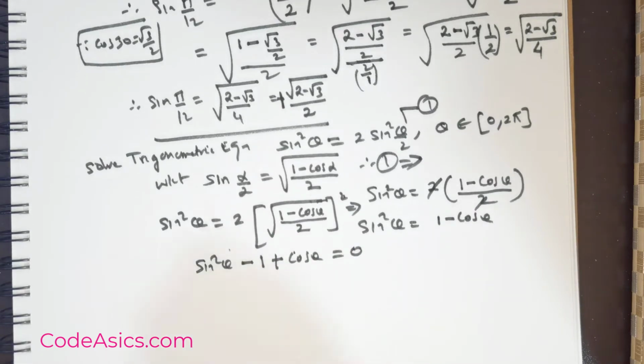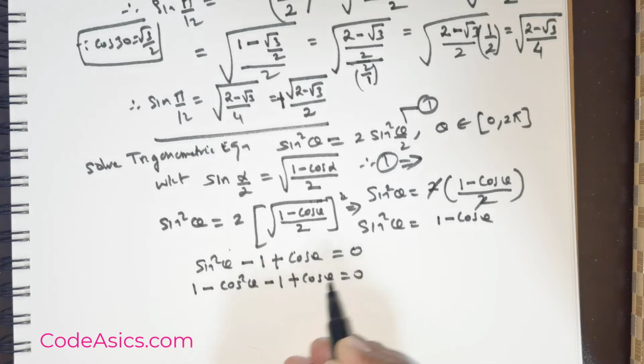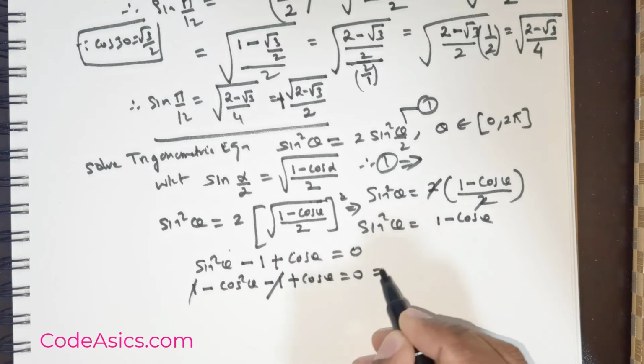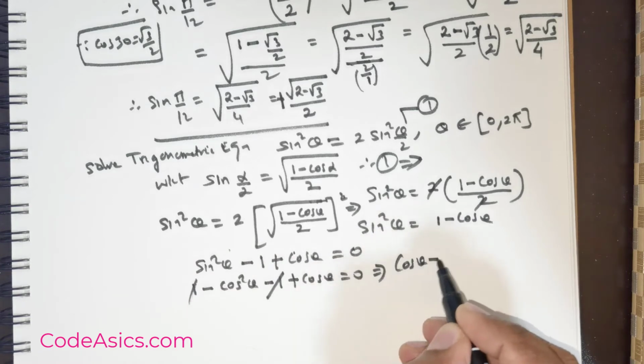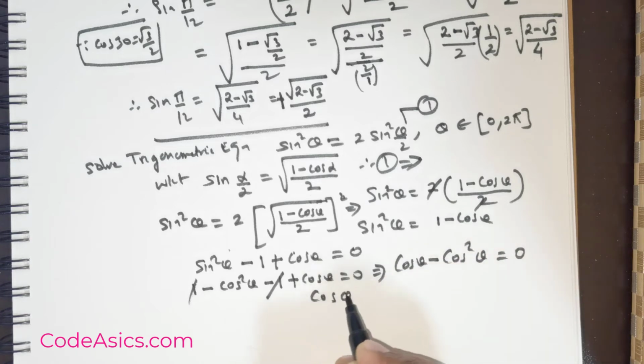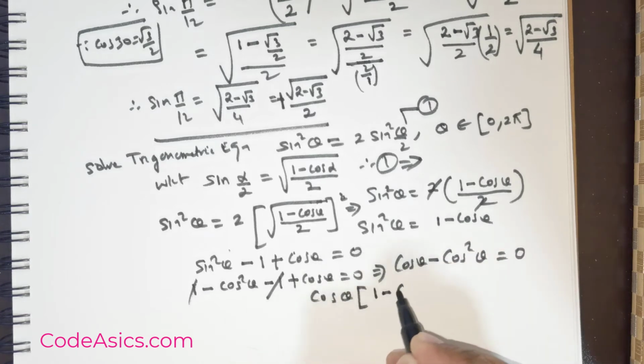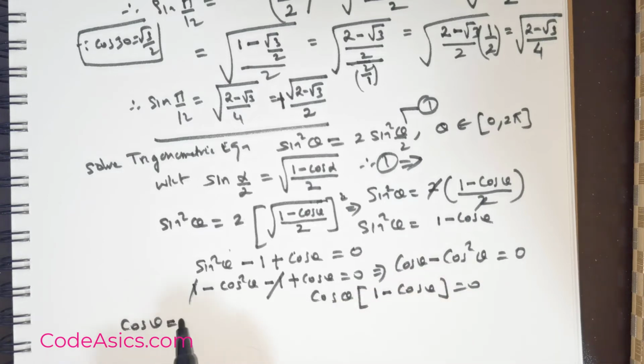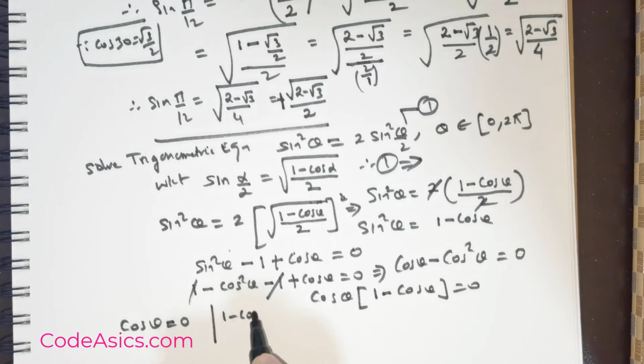Now if I write sine squared theta as 1 negative cos squared theta, then I've got 1 negative cos squared theta, negative 1 positive cos theta is equal to 0. Negative 1 positive 1 gets cancelled. So now I got cos theta negative cos squared theta is equal to 0. From here I can take cos theta out, giving me cos theta times 1 negative cos theta is equal to 0. From here I got cos theta is equal to 0 or 1 negative cos theta is equal to 0, from which I got cos theta is equal to 1.